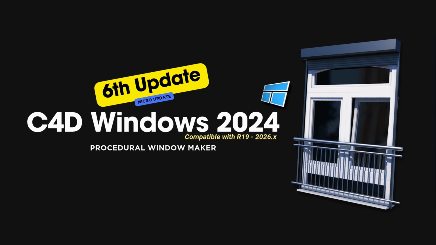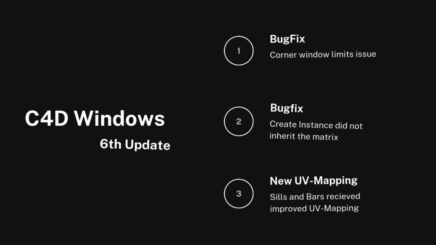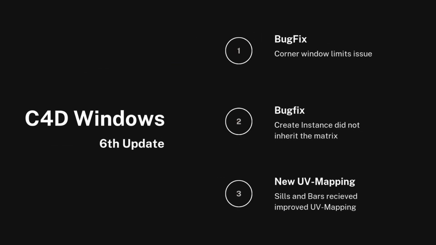Okay, let's head over to this figure here. This is a list of the small updates. This is basically just a bug fix update. There's only one functionality, which applies to UV mapping. So first of all, we can see the first thing was a bug fix in the corner window. There was a limits issue.